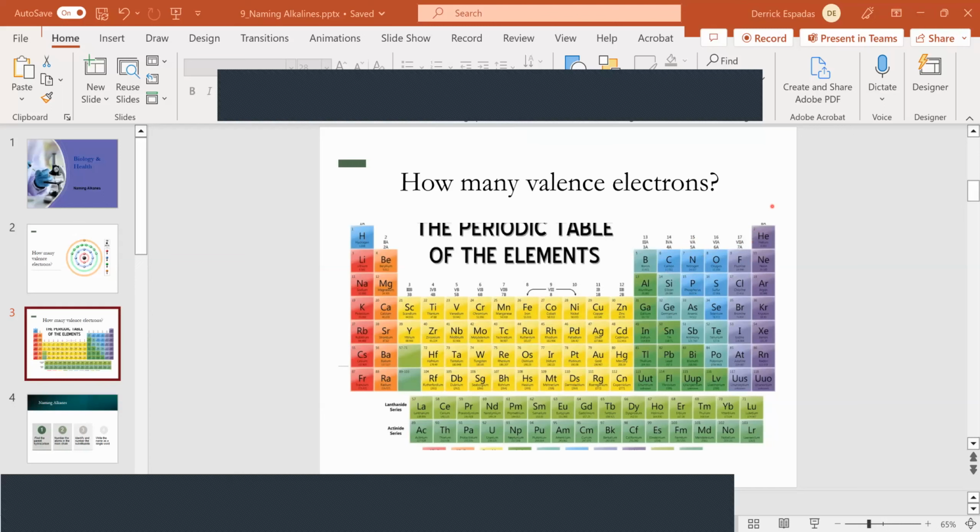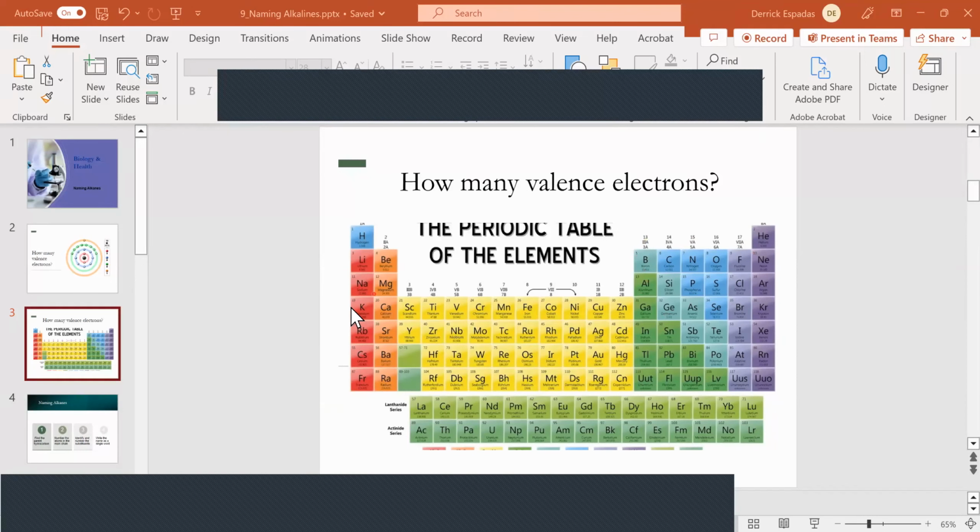The only exception is helium, because it has 2, it's completely full. It can't even get up to 8. So if we were to look at, say, aluminum, it is in group 3. It has 3 electrons in its outer shell.